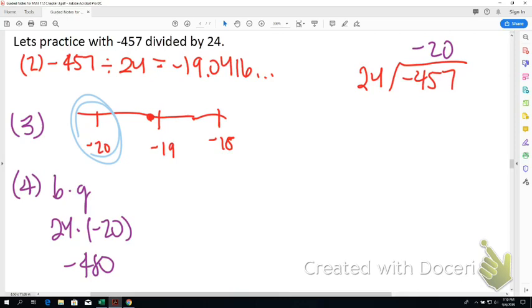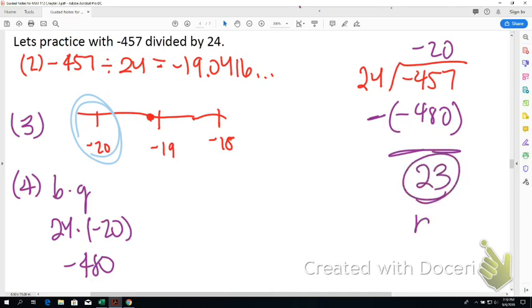So I put that, remember, under my A, and then I'm going to subtract these two. So with my calculator, I'm going to do negative 457 minus negative 480. What do I get? A positive 23. So this is my remainder, and my negative 20 is my quotient. So this algorithm you can do for A being positive or negative.